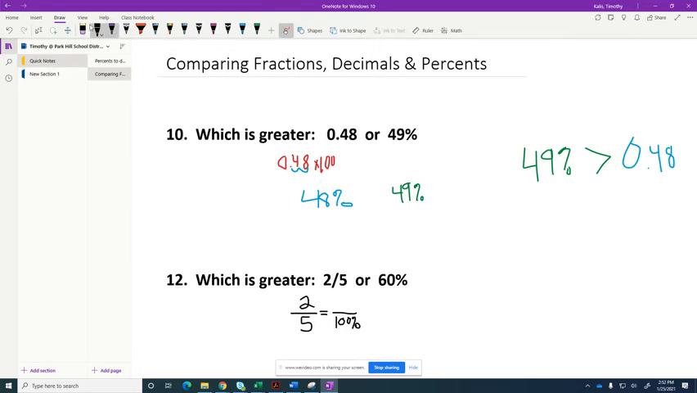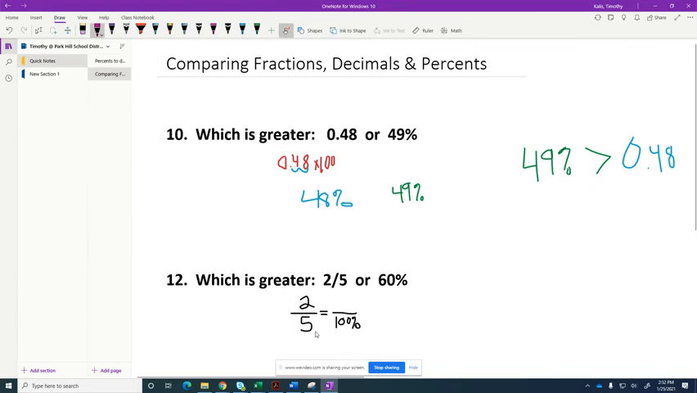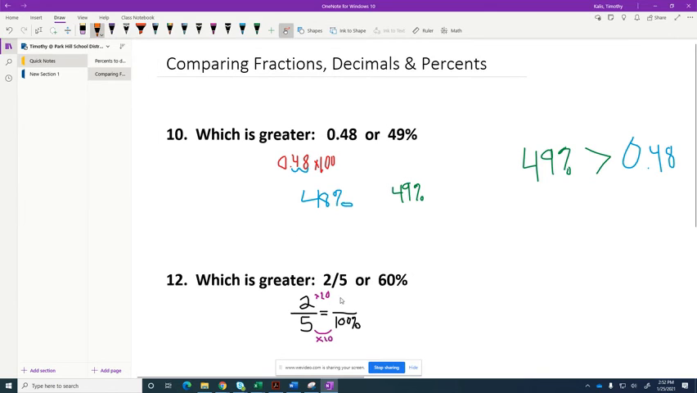And we ask ourselves, how do we get from 5 to 100? Well, we multiply by 20. So 5 times 20 equals 100. And we do the same thing to the numerator. 2 times 20 gives us 40. And 40 over 100 equals 40%. So 2/5 is equivalent to 40%.